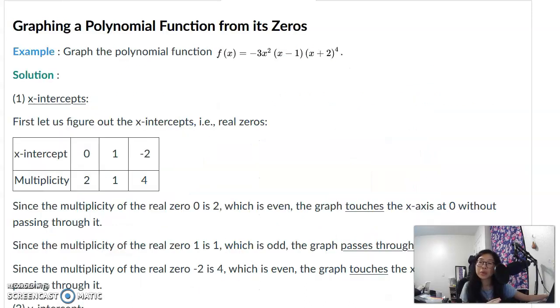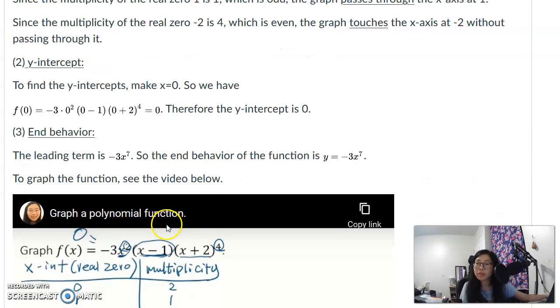Another technique we'll learn for graphing a polynomial function is to start from their zeros. So we'll find their x-intercepts and their multiplicities, and with different kinds of multiplicities your graph looks different at those x-intercepts. And then we will find the y-intercept and the end behavior. The end behavior of a polynomial function resembles its leading term.